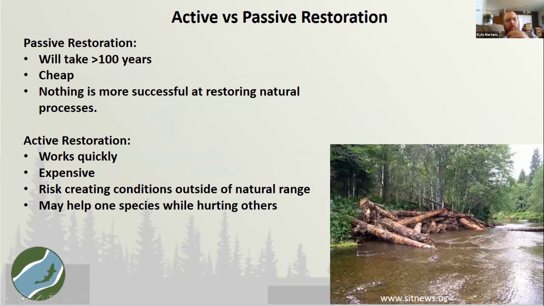There's two kind of ways we go about protecting and restoring our forests, through passive and active restoration. And they all have their pluses and minuses. So passive restoration, we know it's going to take a very long time till we get these old growth forests back in our riparian areas. It'll take over 100 years, but it's a very cheap method of doing it, just letting the forest there. And nothing tends to be more successful than nature at restoring its own functions.